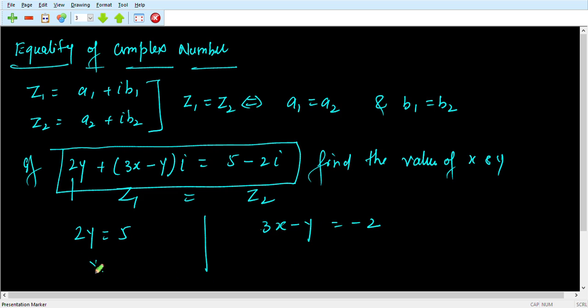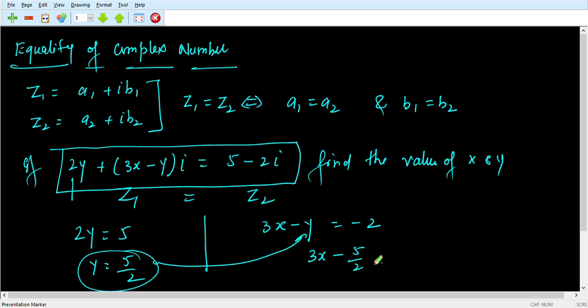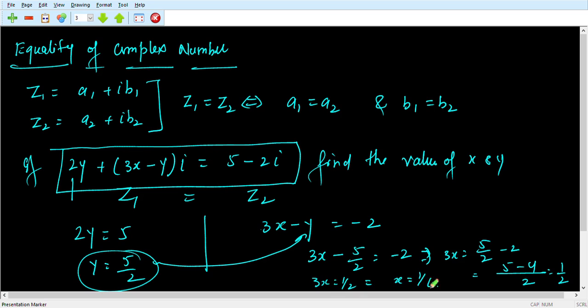So here we can get y is equal to 5 by 2. We are going to put this value over here. We will get 3x minus 5 by 2 is equal to minus 2. This will give 3x is equal to 5 by 2 minus 2, and the answer will be 5 minus 4 over 2, so 1 upon 2. So 3x is equal to 1 upon 2, means x is equal to 1 upon 6.